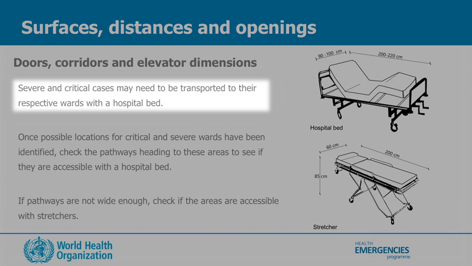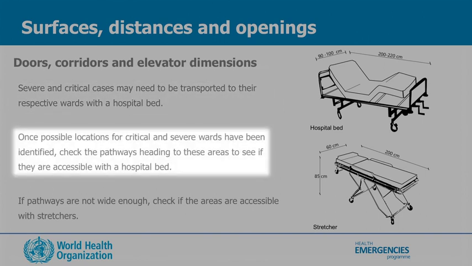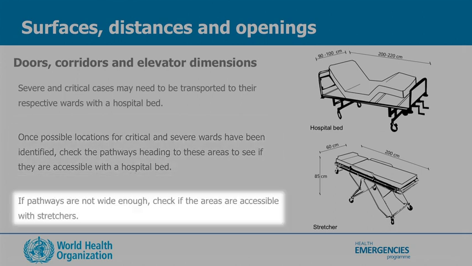Severe and critical cases may need to be transported to their respective ward within hospital beds. Once possible location for critical and severe wards has been identified, check the pathway heading to this area to see if they are accessible with the hospital beds. If pathways are not wide enough, check if the area are accessible with stretcher.